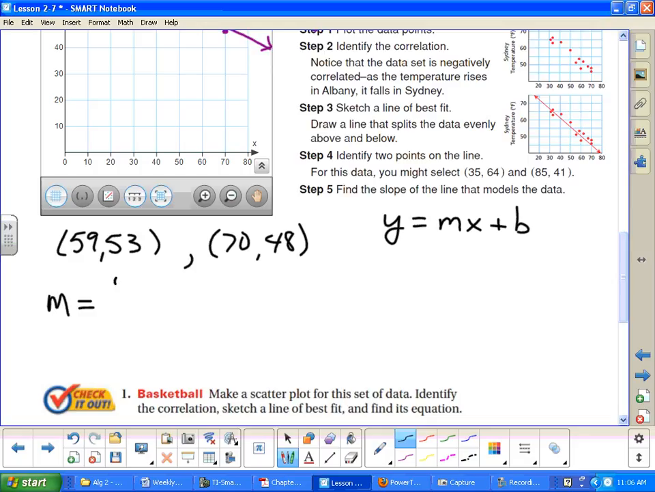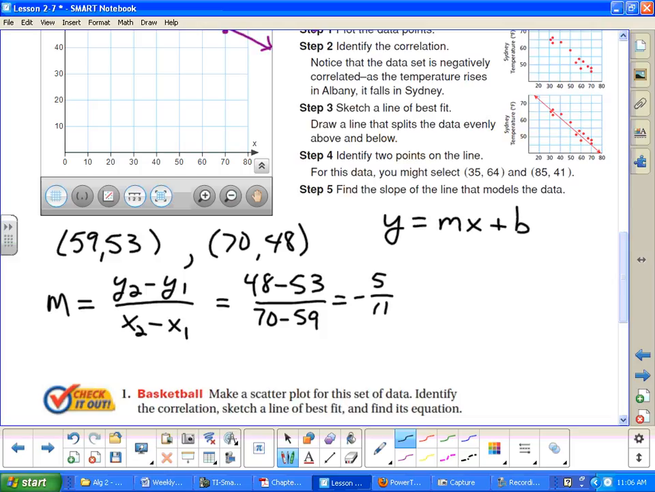Okay, so we want to subtract the y's and divide that by subtracting the x's. Okay, you're kind of close. So we'll do 48 minus 53 divided by 70 minus 59. And hopefully we get good numbers to work with. So this is -5 over 11. It's going to be our slope. Okay, that's not a great number, but we can work with it.